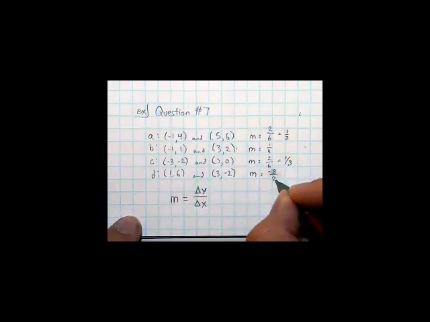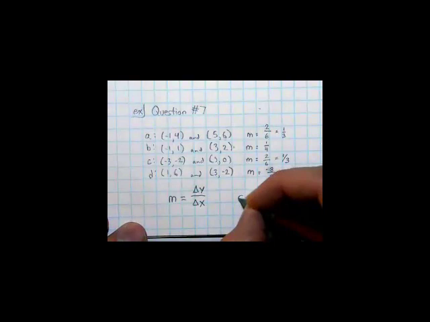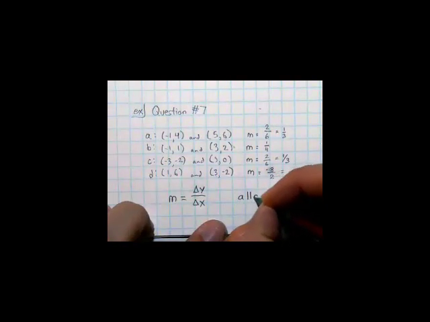That's 2. So this is going to be -4. Okay. So we have our four slopes: 1/3, 1/4, 1/3, and -4. Do you see any parallel lines in there? A and C. Okay. So A is parallel to C.